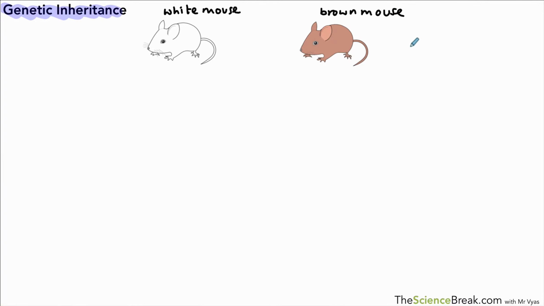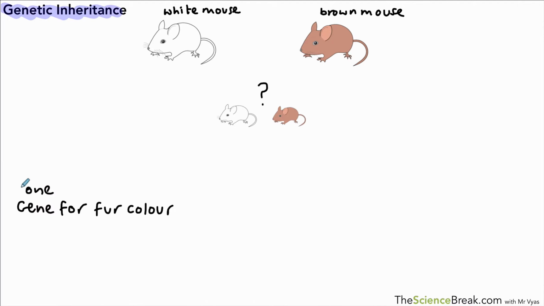And the question is, if these two were to mate and have baby mice or offspring, which color would they be? Would they be white? Would they be brown? Would they be something in between? Well, for this example, we have to remember that we're looking at the gene for fur color, and in mice there is just one gene that controls the fur color.